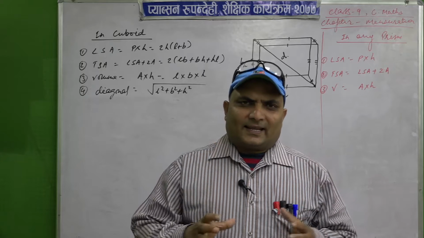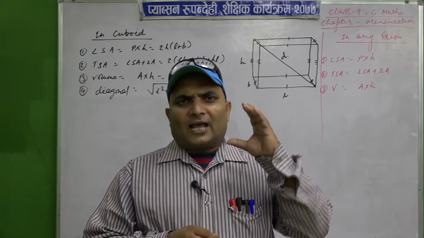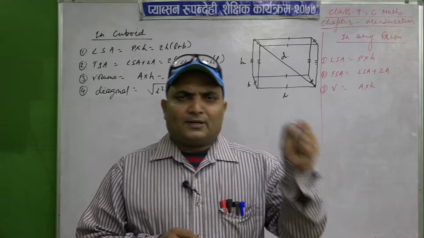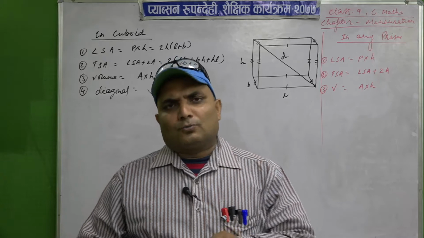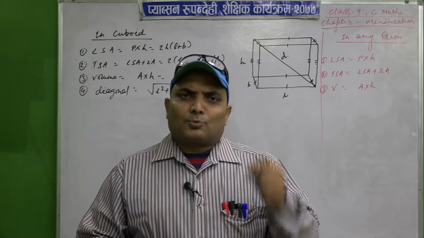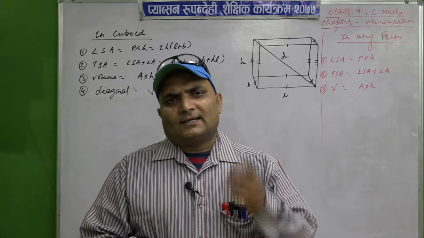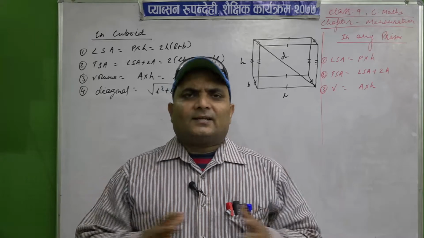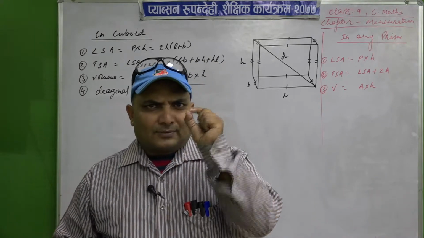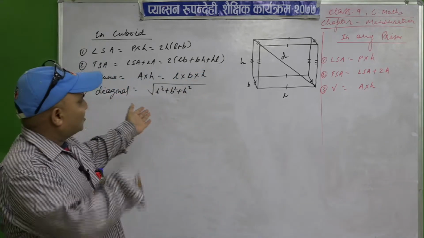And we took an example yesterday, a cuboid, and with the help of the cuboid we found the meaning of lateral surface area, total surface area, and volume. We also made formulas for the same things: lateral surface area, total surface area, volume, and the diagonal. So yesterday we discussed this much, and for your reminder, I have written the same thing here. Please come to the board.